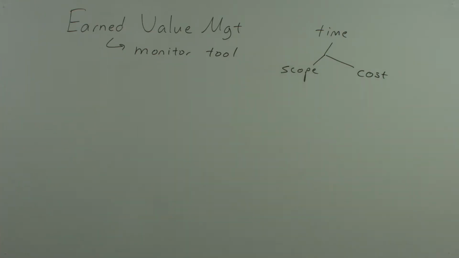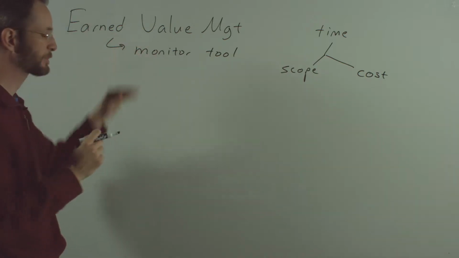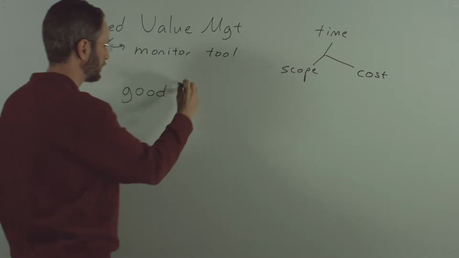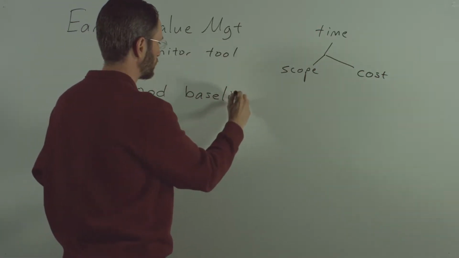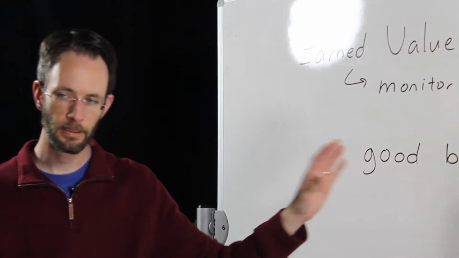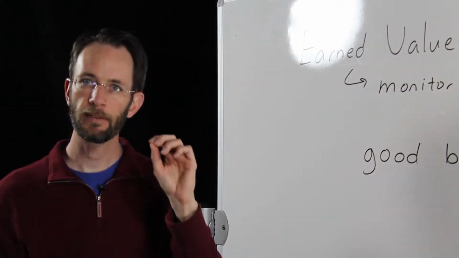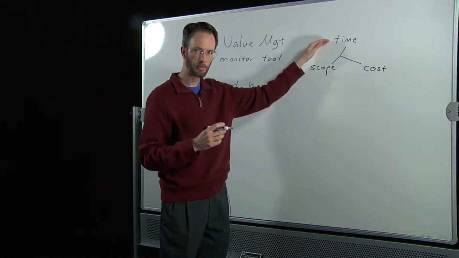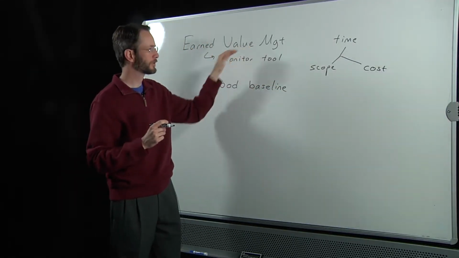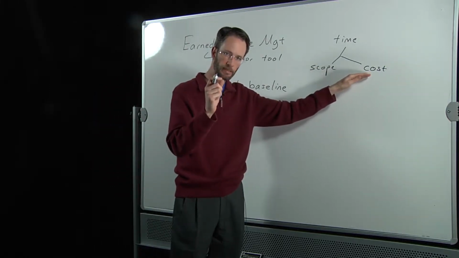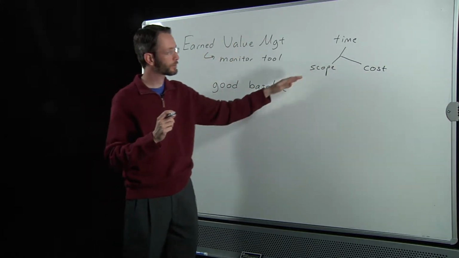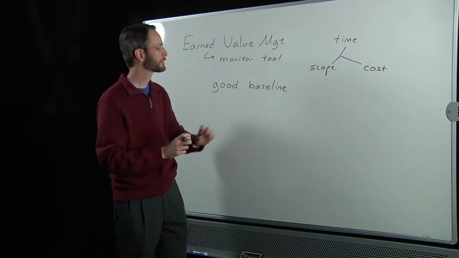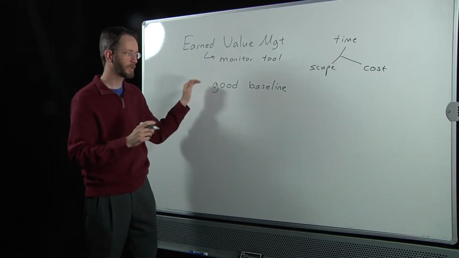Two more aspects about this before we get into the details. One is you must have a good baseline. This tool is only as effective as the strength of your baseline. So the better your schedule estimate at the beginning of the project, the more effective this tool will be. The better your initial budget estimate, the more effective this will be. And of course, the stronger your scope statement and the more concise and specific it is, the more effective this tool is. So again, a good baseline.